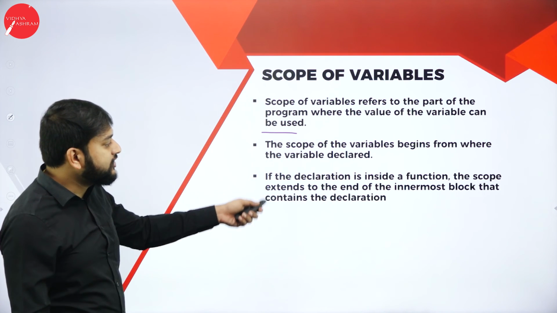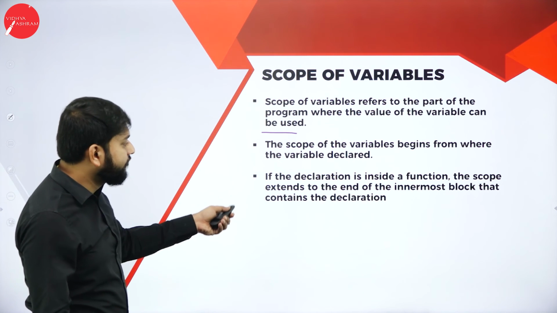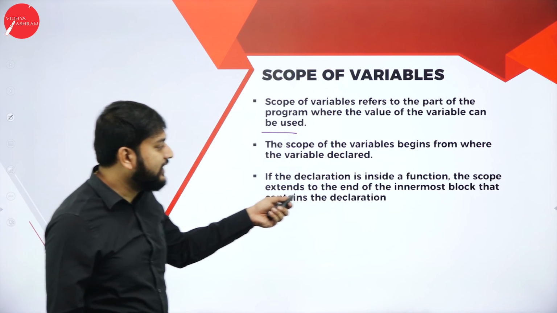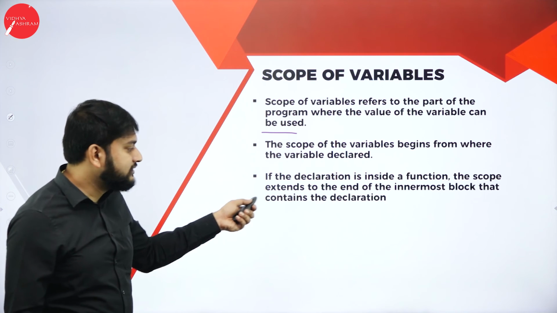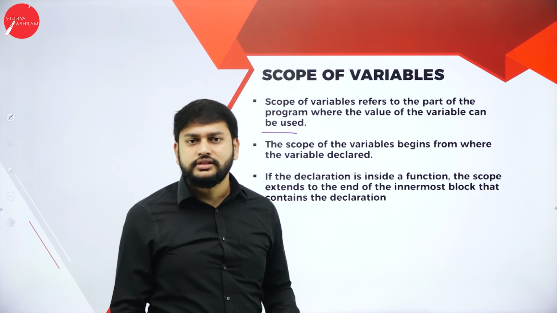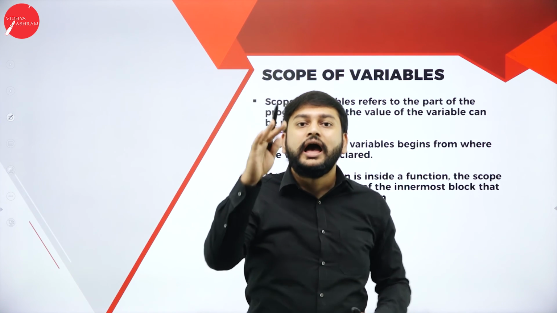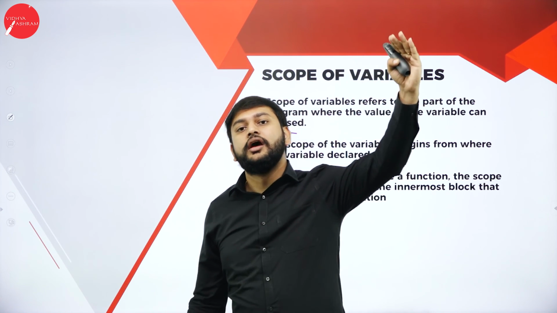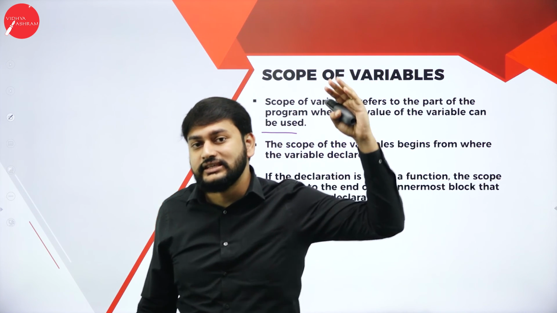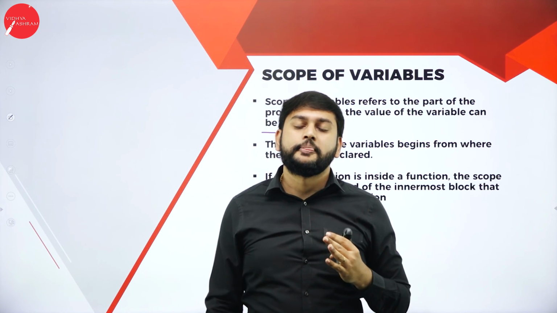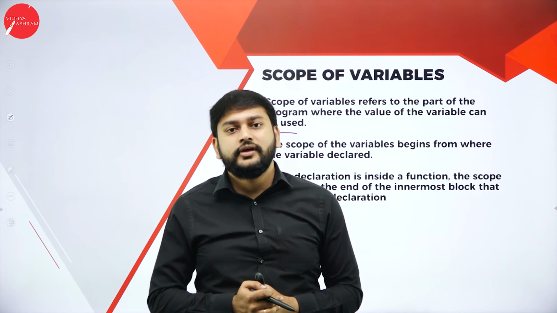If the declaration is inside the function, the scope extends to the end of the innermost block that contains the declaration. That is what they say. If I have declared it inside the function, only within the function I can access it. If I have declared it outside the main function, I can access it anywhere in the program. That is what we call the scope of the variable.